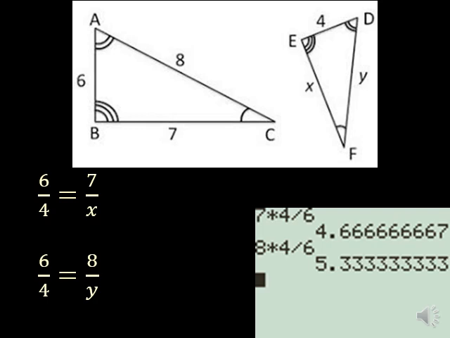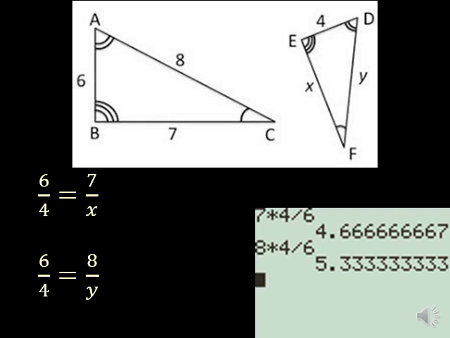You should know from algebra that all you do to solve a proportion is cross multiply. And if you look at what I did, I took 4 times 7 divided by 6. And basically the answer is 4 and 2/3, 4.6 repeating.